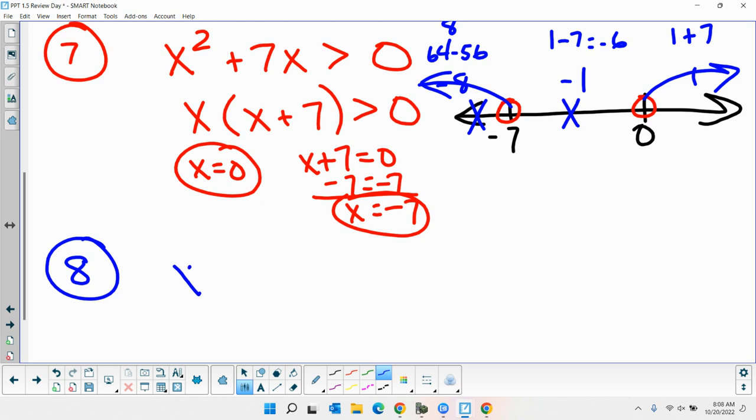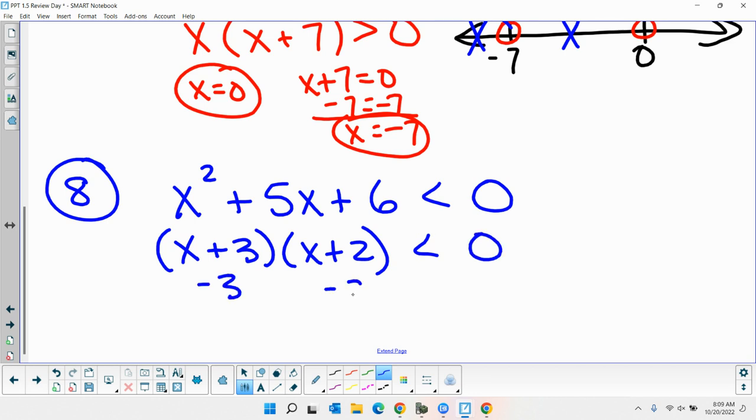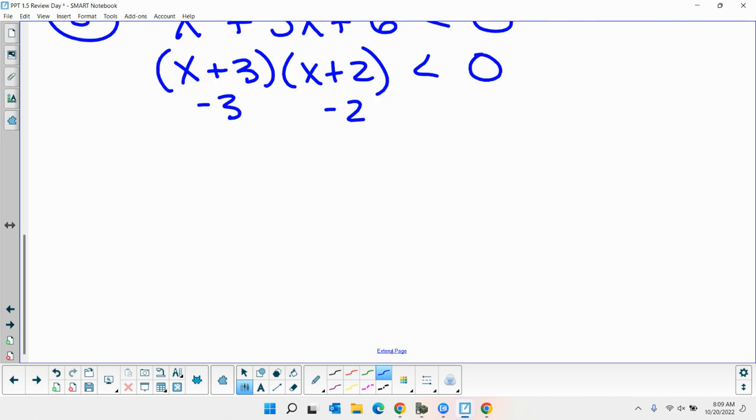Number 8, again, we haven't done using the quadratic formula, but you could. But again, you guys are pretty good at factoring. So I would factor. What factors of 6 add up to 5? 3 and 2, right? To get positive 6. If it was a -6, then we'd have to use positive 6 and -1, right? But since it's positive 6 and a positive 5, we need a positive 3 and a positive 2. So my critical values are -3 and -2 for my graph.